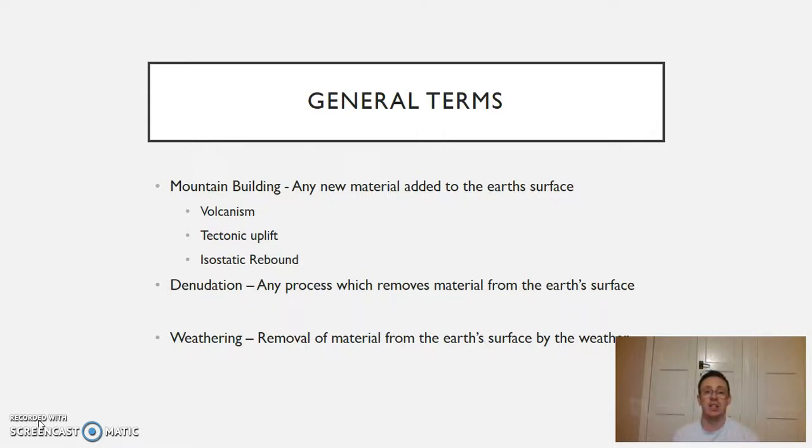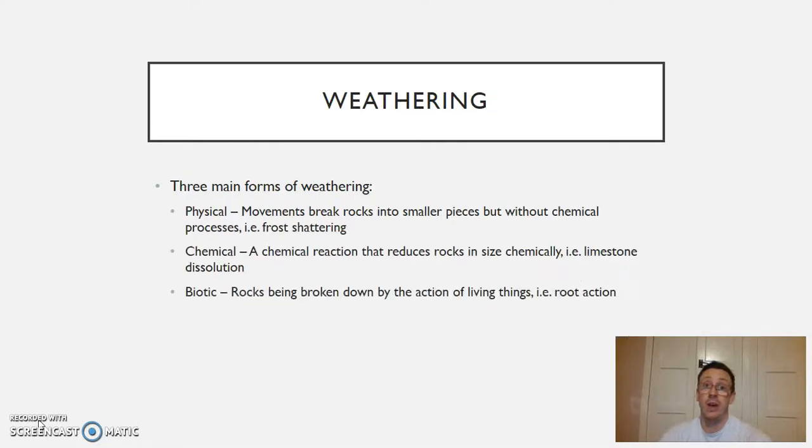And I've got weathering in this slide as well, as we're just talking about removal of material from the Earth's surface by the weather. When we look at weathering in particular, we can split that down into three subcategories as well. We've got physical, chemical, and biotic. Physical weathering is literally movements in the Earth's surface that break rocks into smaller pieces. But the key point here is they're not using chemical processes. An example of this is frost shattering or freeze thaw, and I'm going to talk about that in a moment.